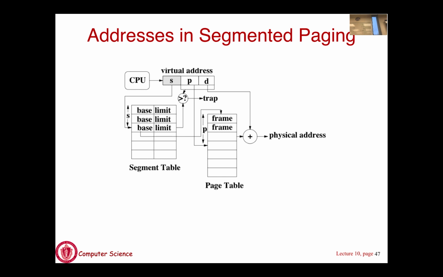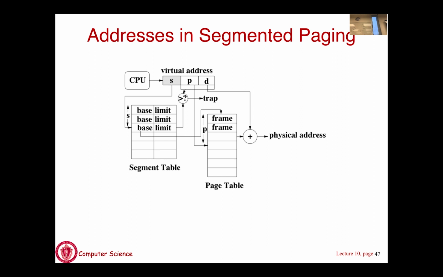So the text segment will have a page table, the stack will have a page table, the heap will have a page table, and so on. So the segment table in this case is going to point to the page table for that segment. So two levels of indirection. Given a virtual address, you say which segment is this? Is this the stack? Is this the heap? Is this the text segment? You go and look up the segment table entry. That gives you the page table for that segment.